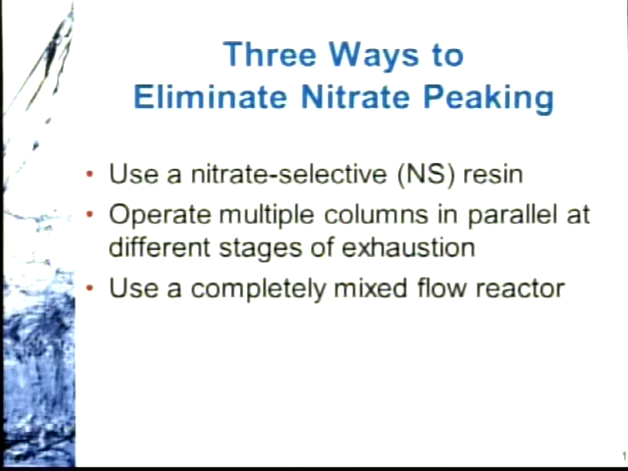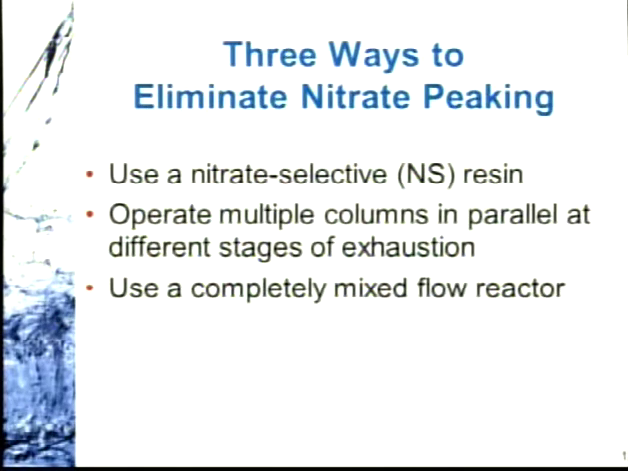You can also operate multiple columns in parallel at different stages of exhaustion, and this is simply a means to blend down that nitrate peak. And if you have nitrate in the treated water that peaks to, say, 2.5 times the raw water concentration, you just need to have enough vessels to blend it down to keep your blended concentrations close to your treatment target.